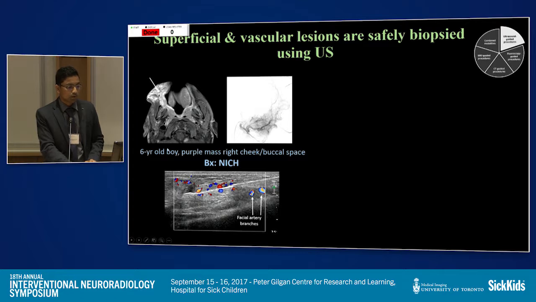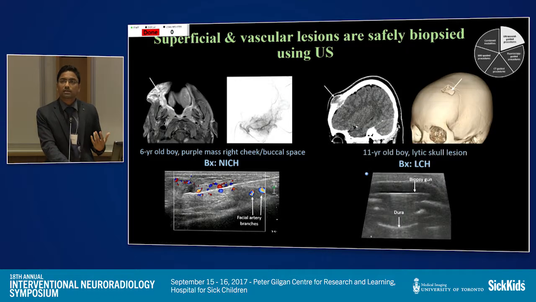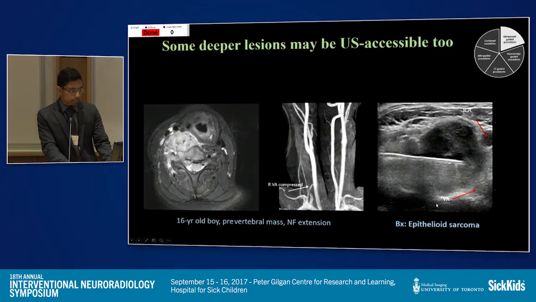So look at this boy with a cheek mass, very vascular on angiography, no shunts. Facial artery coursing right through it, all of which is seen on the ultrasound. You can see the facial artery branches and avoid it using ultrasound. Similarly, this lytic lesion in the skull, the ultrasound shows you exactly where the biopsy needle is, the margins of the bone, and the dura. And this biopsy was done in under 5 minutes.